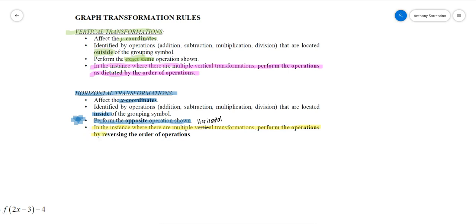But I also reverse the order of operations, which means additions and subtractions get done first, then multiplications and divisions get done second. So you want to keep that in mind as well when you do your horizontal transformations. So let's see this at work.